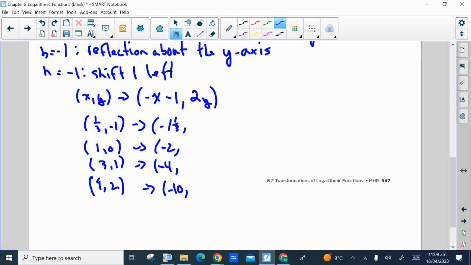Remember, this graph is reflected over the y-axis. That's why the x values are getting smaller. This graph is going to be to the left of our vertical asymptote. Our y values are just multiplied by 2.